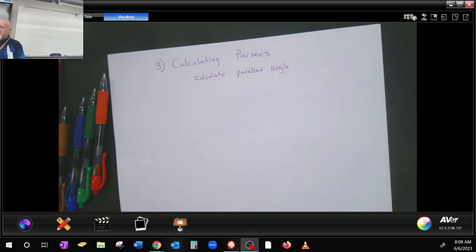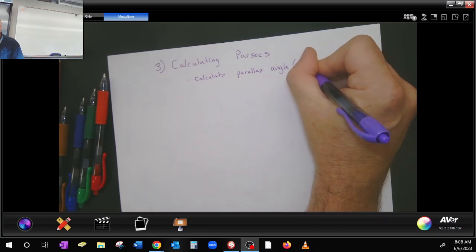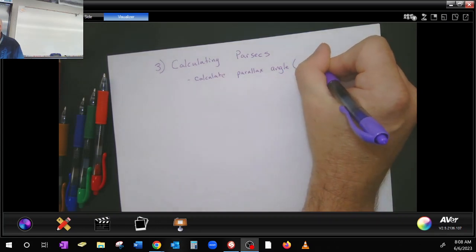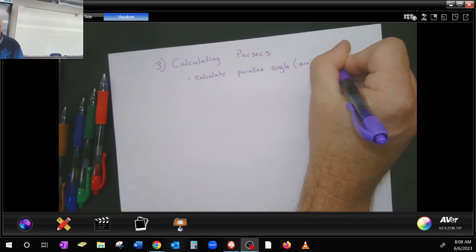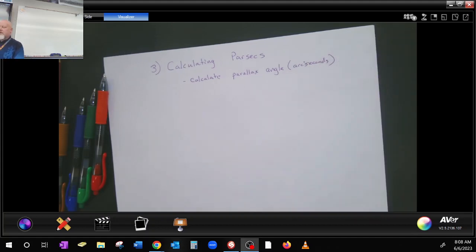Okay, so that's the first step. The first thing you've got to do is calculate the parallax angle. How do you do that? Well, for the purposes of this class and the amount of time, I'm going to simplify life and just tell you guys what the parallax angle actually is. Those are going to be measured in arc seconds. Okay, so that's going to be your parallax angle.